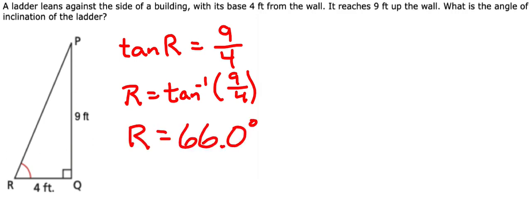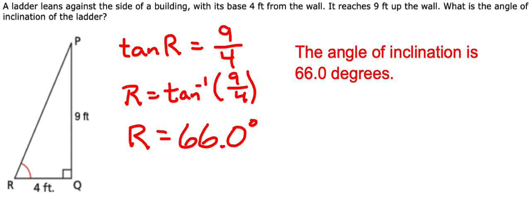So the 66.0 is our answer. You might say, well, what's the 0 good for? Well, it's showing that it's at a higher level of accuracy. So we know it's not about 66, we know it's 66.0 degrees. And that's why we need that 0 there. And that would be the angle of inclination is 66 degrees.